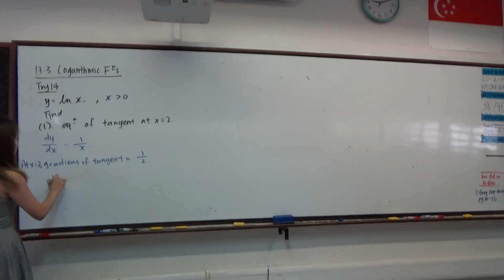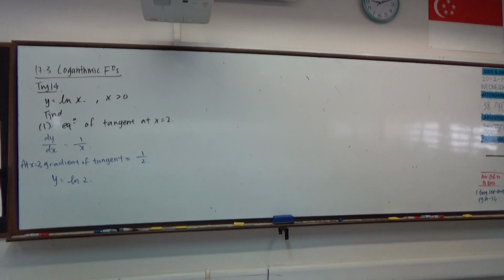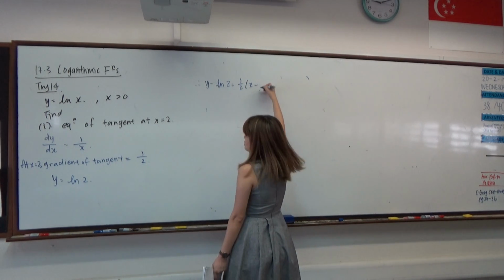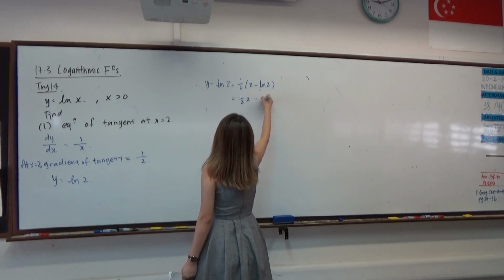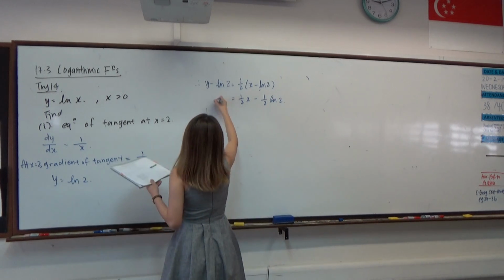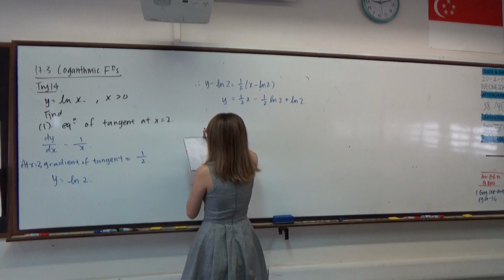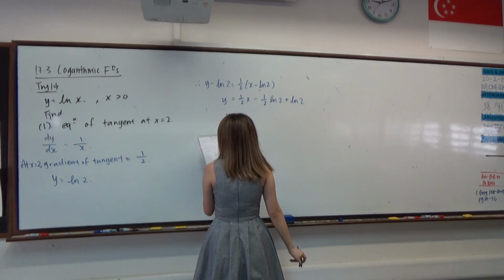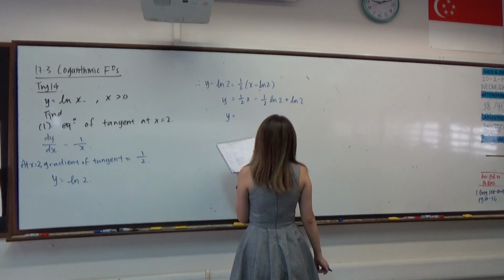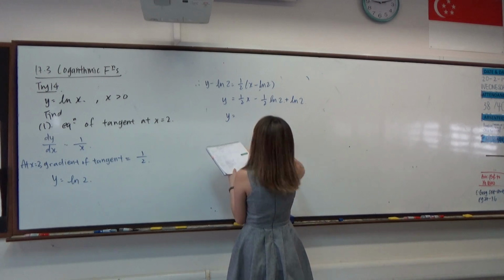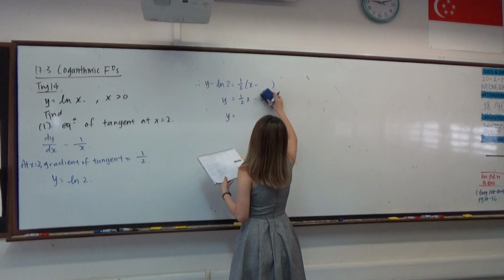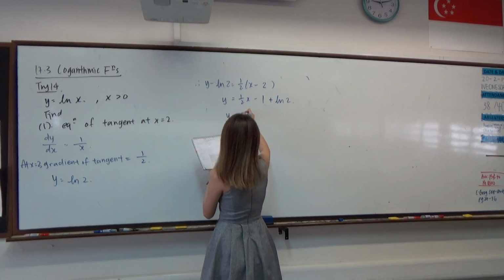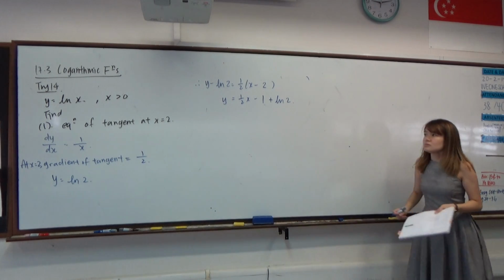We need to find out what y is. So y will be equal to ln 2. Then we can find our equation. x minus 2. Oh, sorry. Just leave it at that.